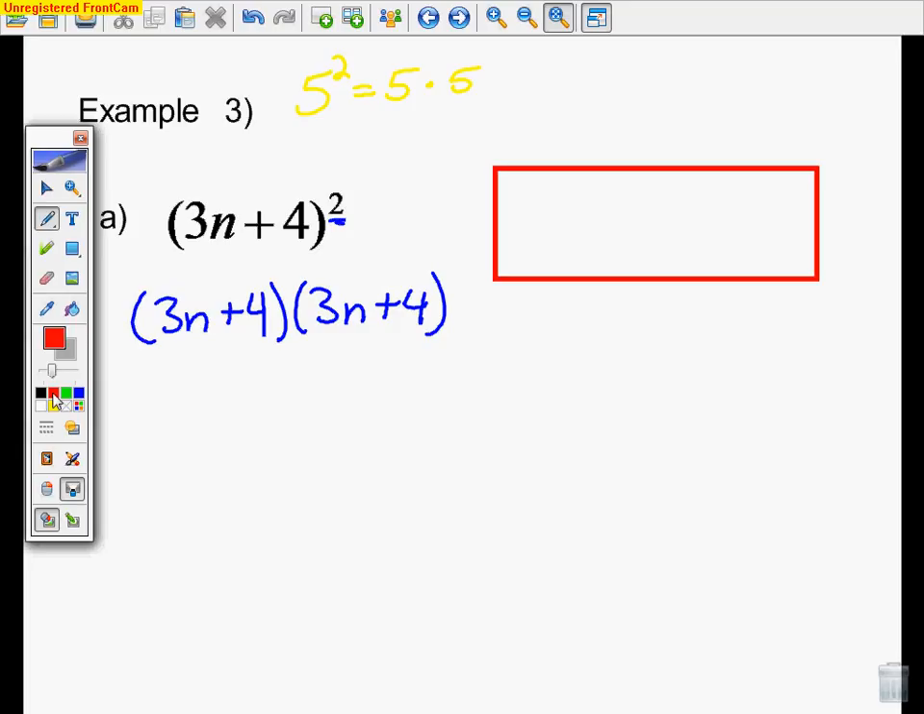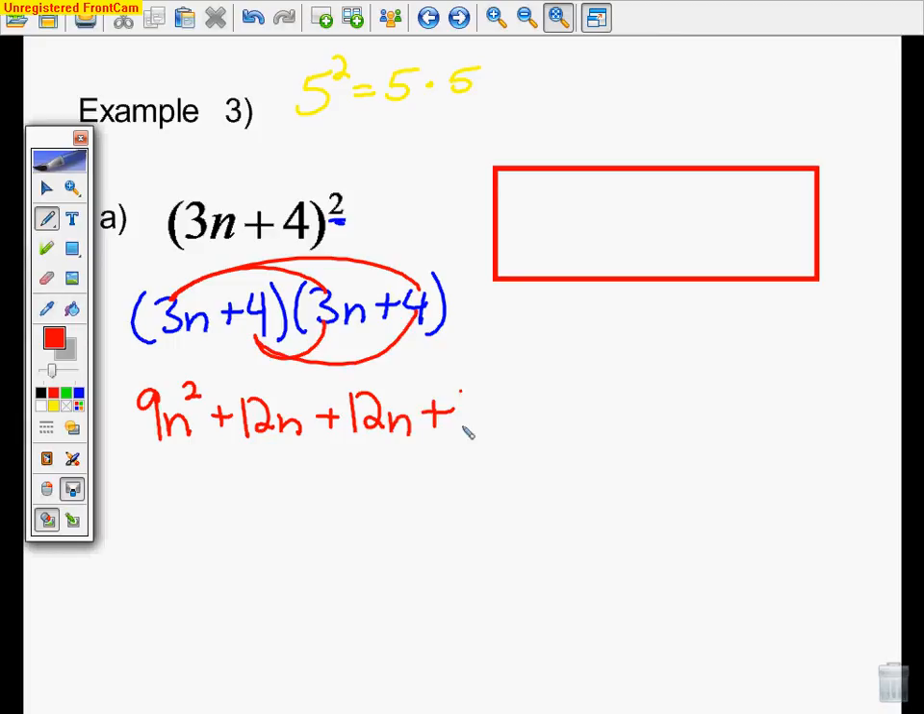Okay, and now we would FOIL this problem like normal. 3n times 3n, that's 9n squared. 3n times 4, that's 12n. 4 times 3n, that's also 12n. And 4 times 4, that's 16. Combine your like terms, we get 9n squared plus 24n plus 16.